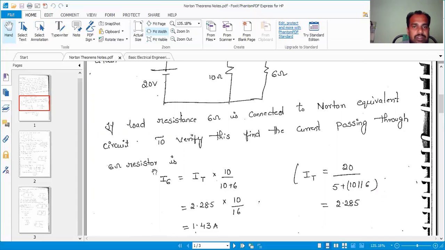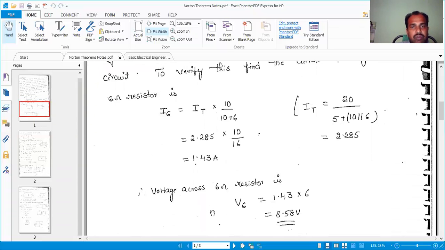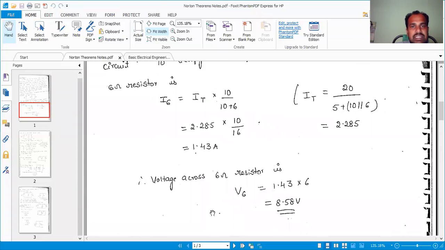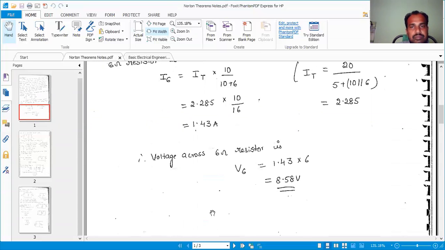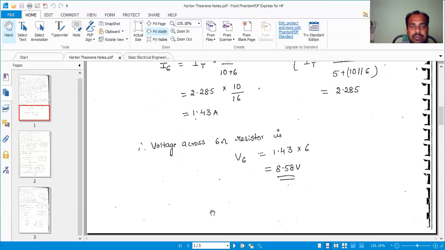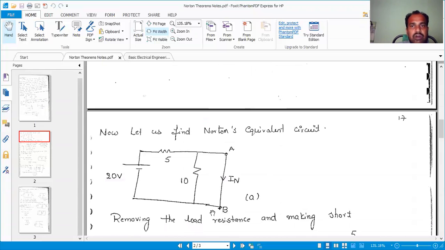Now find the current passing through the 6 ohm resistor. I6 is equal to the total current into the opposite resistance, which is 10 ohms, divided by the total resistance, 10 plus 6. Okay, 2.25 into 10 by 16, that is 1.43 amperes. The voltage across the 6 ohm resistor, V6, is equal to 1.43 into 6, which is 8.58 volts.